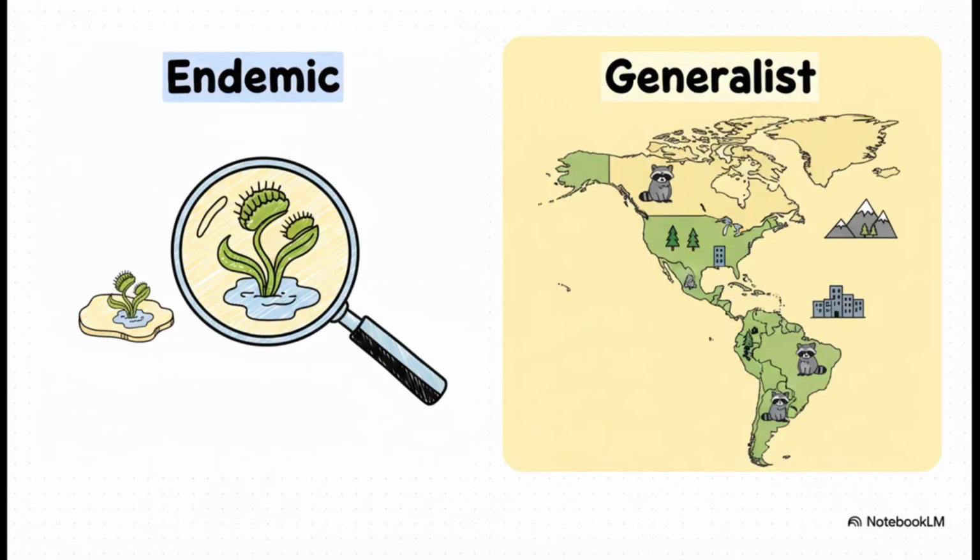And in these places, you find these 2 different approaches to survival. You have what are called endemic species, total specialists, like the Venus flytrap, that can only be found in one specific little corner of the world.